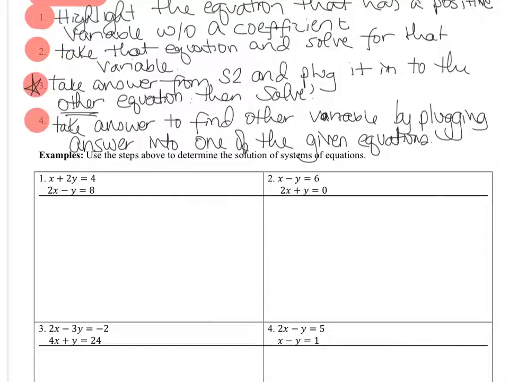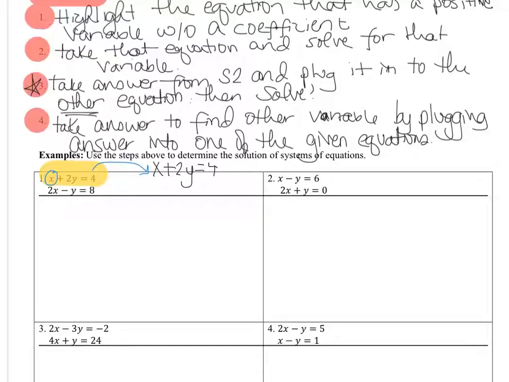So I have two equations. I have this top equation and I have this bottom equation, the first one and the second one. Which equation has a variable that's positive and doesn't have a coefficient? Well, that's the first one. So I'm highlighting this first equation. Out of that first equation, what variable is positive without a coefficient? Well, x is. So I'm going to come over here and I'm going to rewrite this equation. x plus 2y equals 4.